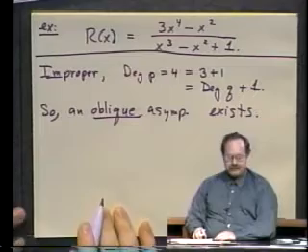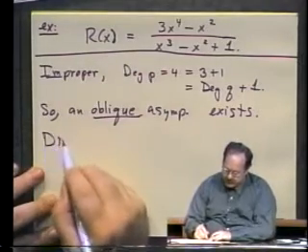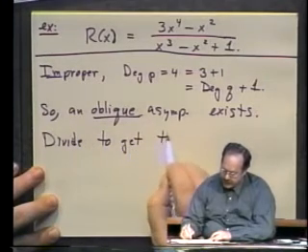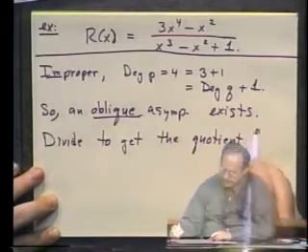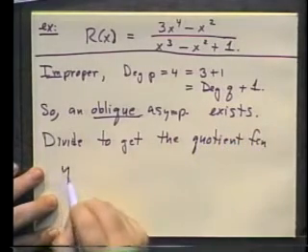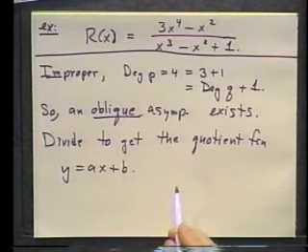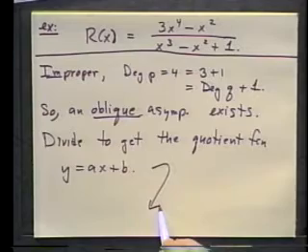How do we get it? Well, we have to divide to get the quotient function, which will be that y equals ax plus b. And once we get the y equals ax plus b, that will be our oblique asymptote. So let's do the division. We've done these divisions before. Let's do another one.